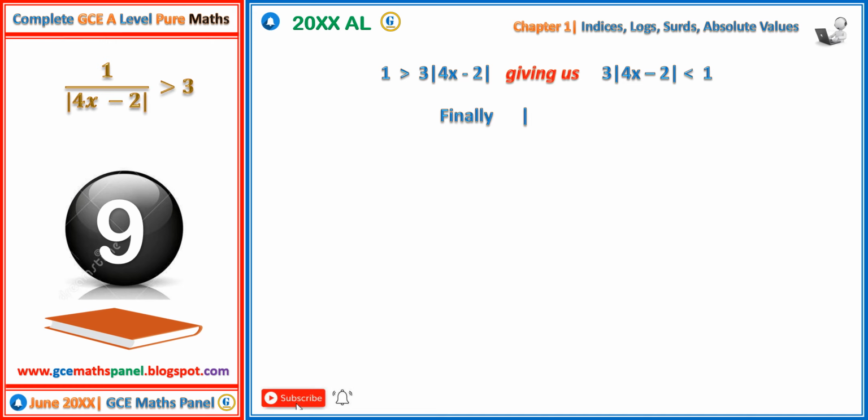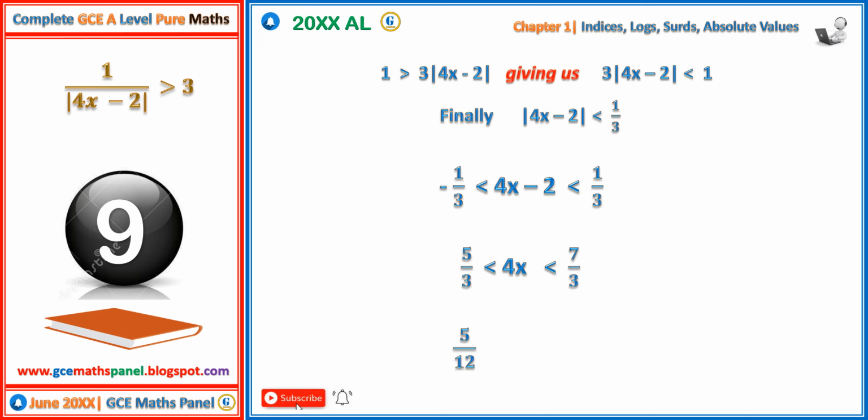When you simplify, we will have finally, we have 4x minus 2 absolute value is less than a third. You can use the rule now to simplify, or you can just decide and you go ahead. And when you solve this particular question, your result will be x lying in the interval between 5 on 12 and 7 on 12.